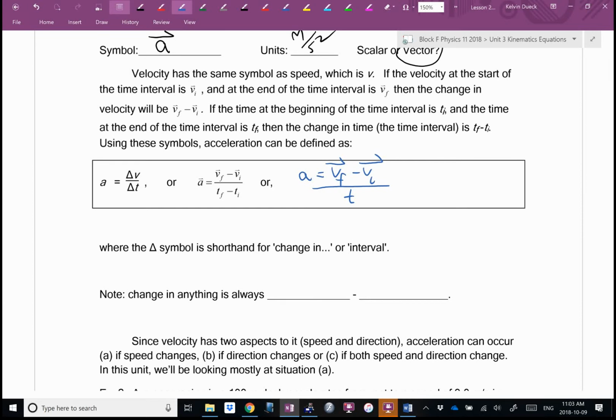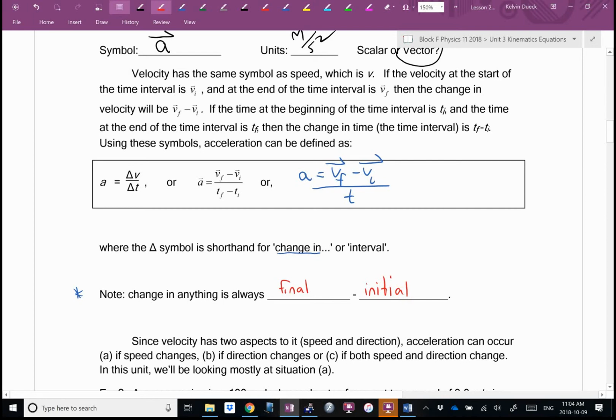Where triangle is the symbol or shorthand for change in. This is worth committing to memory, but I'll repeat it often enough that you probably won't need to make a flashcard out of it. Change in anything is always final minus initial. Later on this year, we'll find the change in momentum.